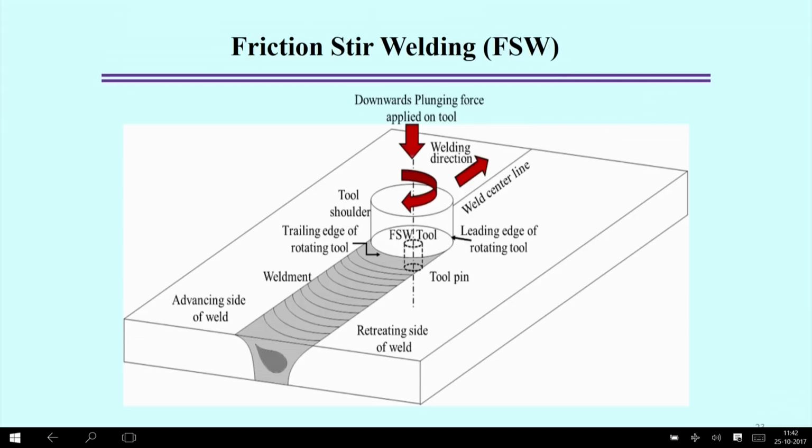So, here we can define the different terminology, the leading edge and the advancing side, by looking at the relative velocity, the direction of the rotational velocity and the direction of the welding speed or welding direction. Based on that we can divide whether it is the advancing side or the retreating side. But in the front, in the direction in which the rotating tool moves, the front side is normally called the leading edge of the rotating tool, and the behind side is called the trailing edge of the rotating tool.